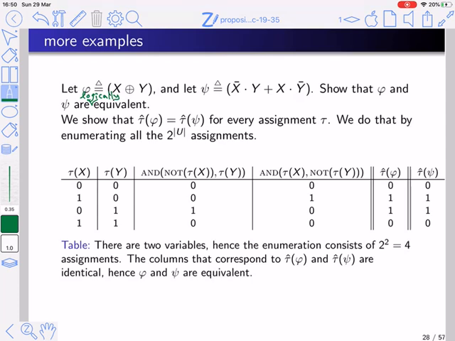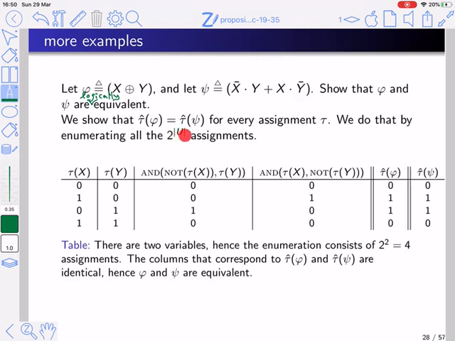It's very important. Logically equivalent. To do that, by definition, we need to show that tau hat of phi equals tau hat of psi for every truth assignment tau. How do we do that? We enumerate all possible truth assignments.